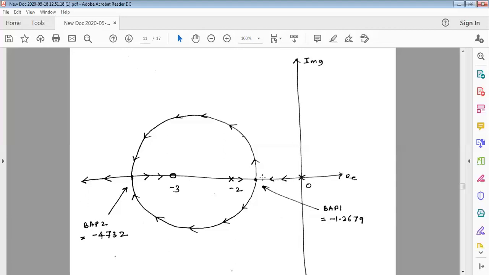So the pole at minus 2 and the pole at 0 will come towards each other. They will meet at this breakaway point, that is BAP1, minus 1.2679. They will meet at this point, then split up and go in the other direction. They will come and meet at one more breakaway point. One of the poles will come towards this zero and they'll meet at minus 3. One more pole will come in this way and go to minus infinity to meet the zeros there, through BAP2, that is minus 4.732. So this is how the root locus takes place.